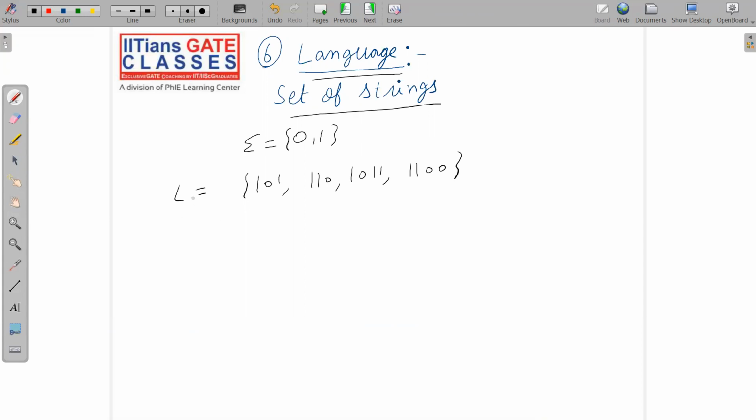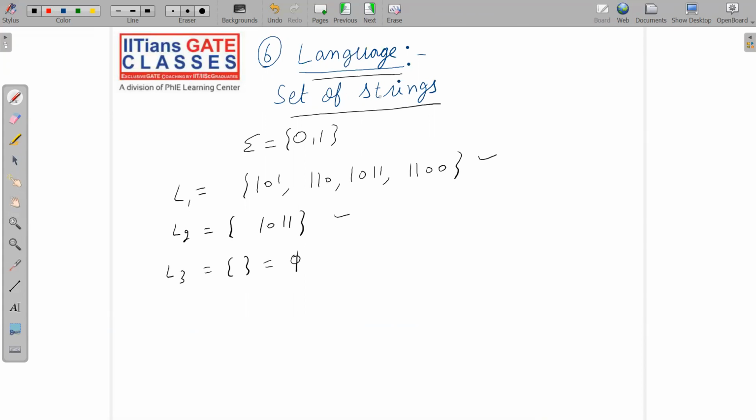Next example, this is L1. L2 can be another language, {1011}. This is also a language. No doubt we have taken one string, but it's okay, I can take one string also. We are taking a set only. L3 can be like this also. This is phi, the empty set.